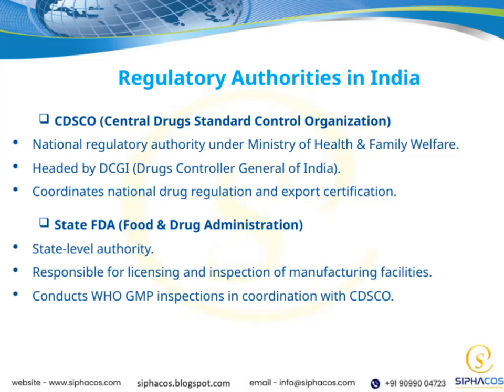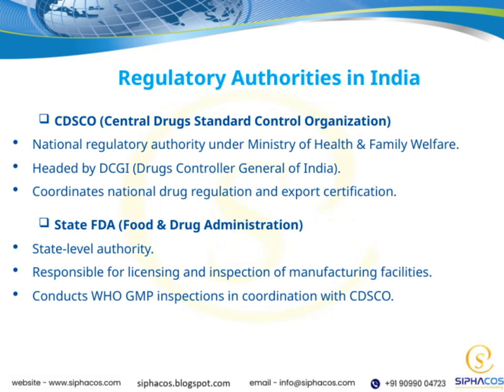Let's take a closer look at the regulatory authorities in India that oversee drug and food safety. First, we have the CDSCO, or Central Drugs Standard Control Organization. This is the main national authority under the Ministry of Health and Family Welfare. Its primary role is to regulate drugs across the country and handle export certifications. The CDSCO is led by the Drugs Controller General of India, commonly known as DCGI, who oversees the entire regulatory framework. They coordinate efforts to ensure that drug standards are maintained uniformly throughout India.